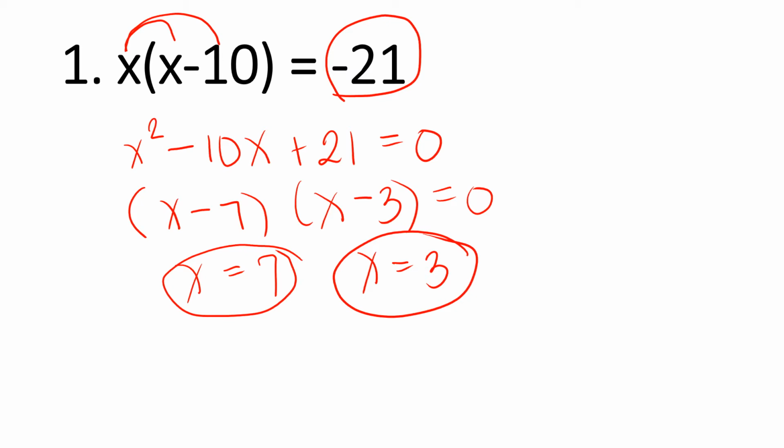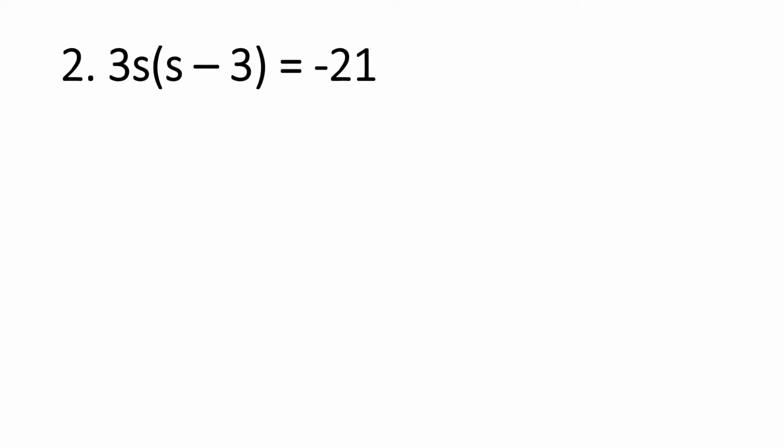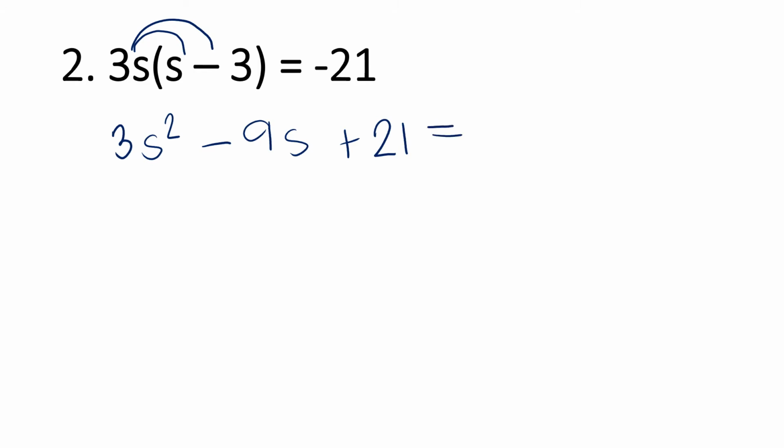How about number 2? For our number 2, our given is 3s times s minus 3 equals negative 21. So by distributive property again, 3s times s is 3s squared. 3s times negative 3 is negative 9s. Then transpose our 21. This becomes positive 21 equals 0.